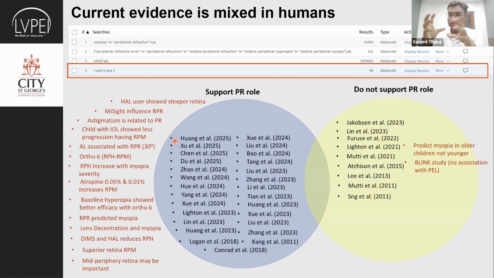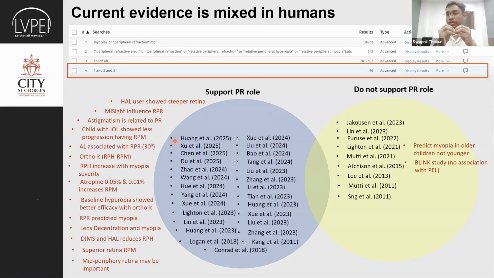So when we collate these findings, we know that we have some consensus that the mid-peripheral retina is more important than the far retina. Apart from that, there is evidence to say that the ortho-K lens decentration induces relative peripheral myopia, and that has some role there. So these were a few findings from the studies which have supported the role of peripheral refraction.